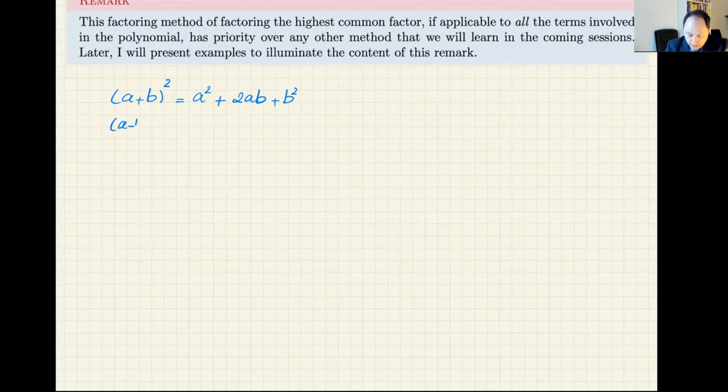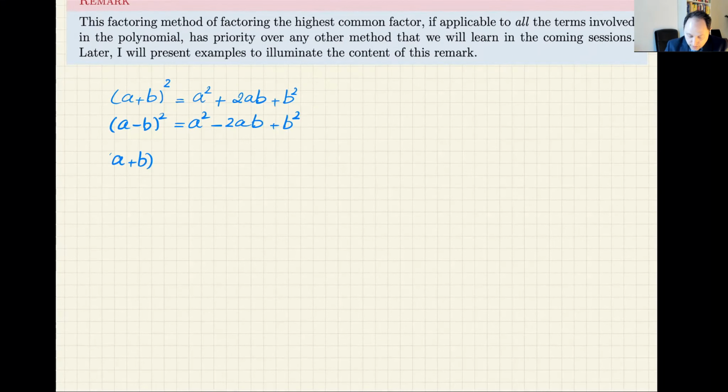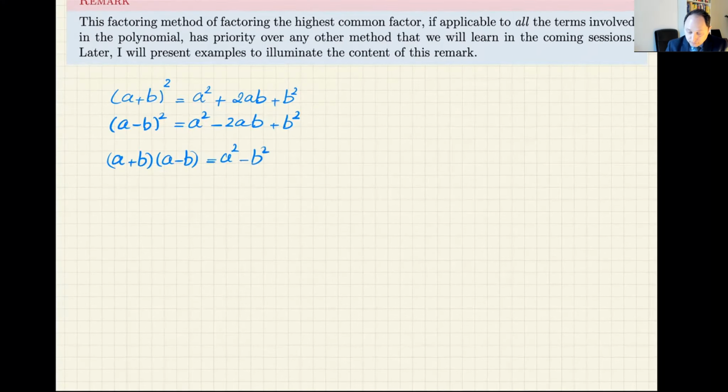We also had this, let me write the same size. So (a − b)² is equal to a squared. The only difference is that now we will have minus 2ab plus b squared. And then we also learned a conjugate pattern, and the conjugate pattern was (a + b), for example, times (a − b) is equal to a² − b².